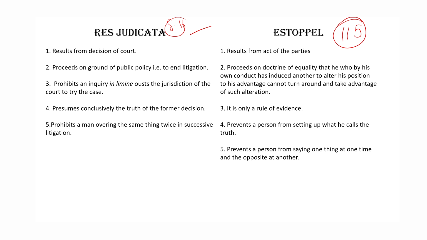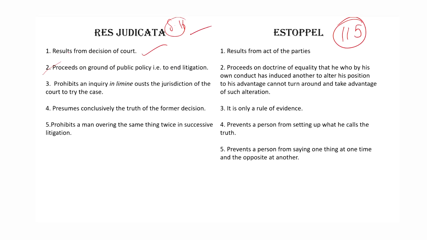Res judicata, you understand, results from a decision of the court. It means if the court has decided your matter on the basis of merit by a competent court, same title, all those conditions, then there would be no second or subsequent suit. Second condition, it proceeds on the ground of public policy to end litigation. This is the purpose of res judicata, to end litigation. There should be an end to litigation. It is in the interest of the state that there should be an end to litigation, or a judicial decision must be accepted as correct.